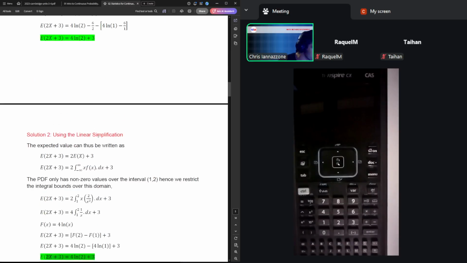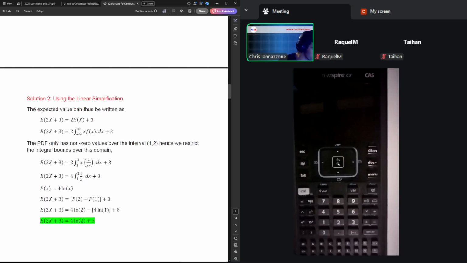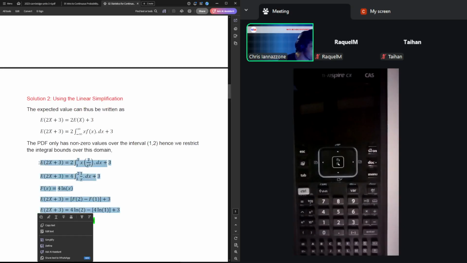And what you'll find is you get the same answer with marginally fewer steps.